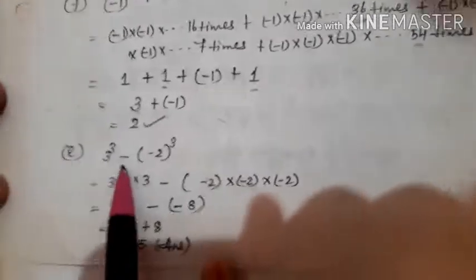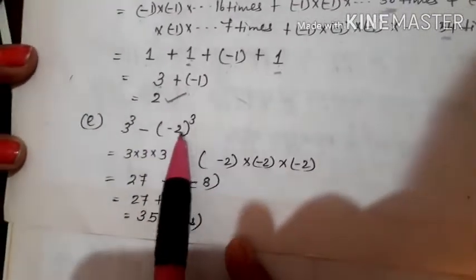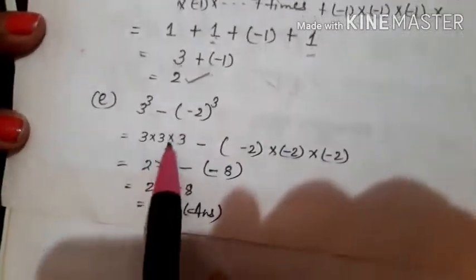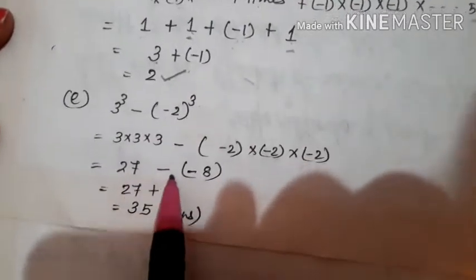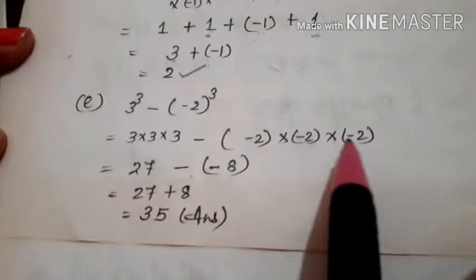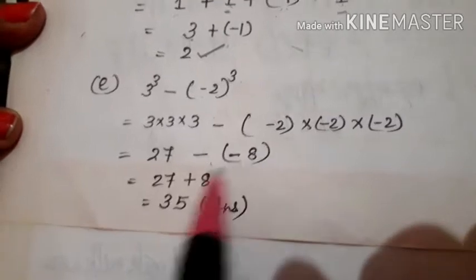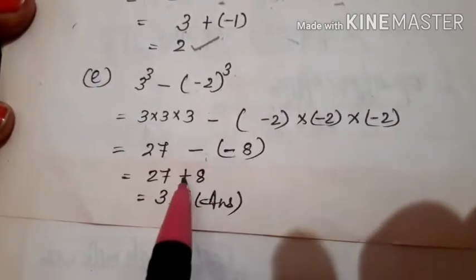3 to the power 3 minus minus 2 to the power 3. 3 into 3 into 3 is 27, minus minus 2 into minus 2 into minus 2, which is equal to minus 8. Minus into minus is plus, which is equal to 35.